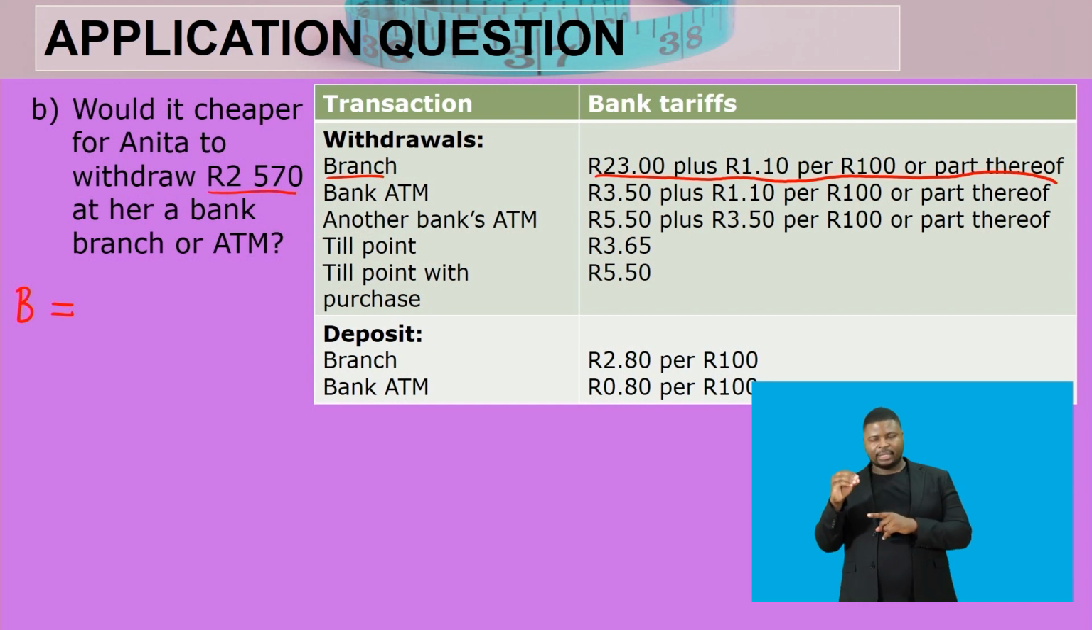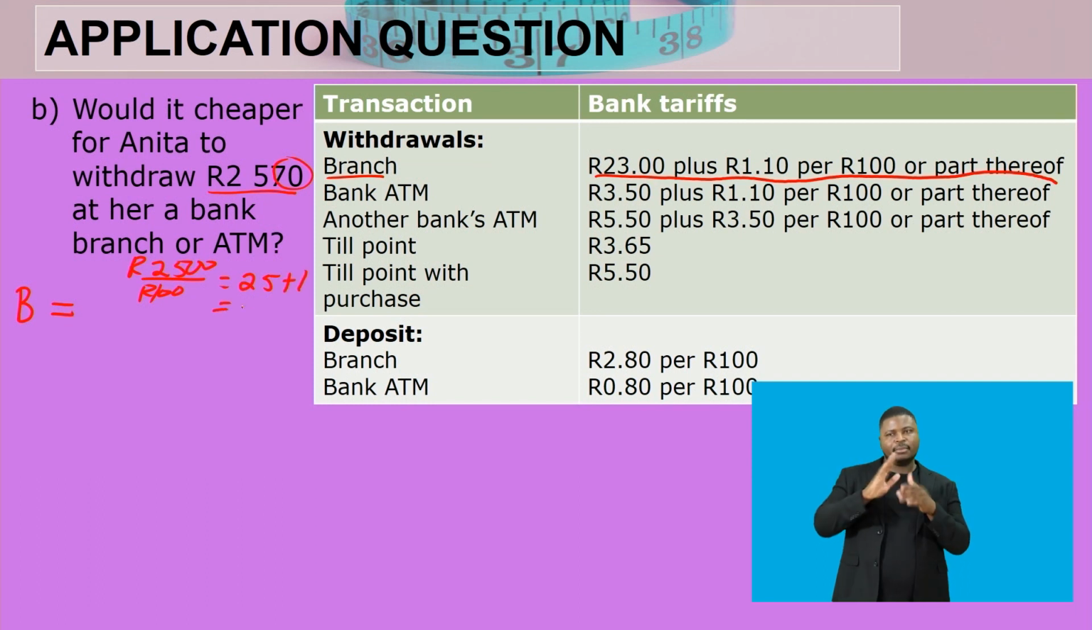So we have 2,570. If we subtract the 70 rand, which does not make 100, we have 2,500. How many hundreds do we have in 2,500? You say 2,500 divided by 100, which gives you 25. But there is a 70 rand that does not amount to 100. So what do we do? Because they said and part thereof, we add one extra 100 rand, which means there are 2,600 rands.